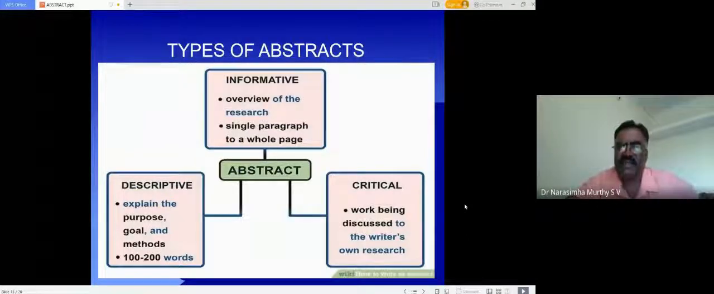I have just given you one: visual, graphical image, informative overview of the research, single paragraph to a whole page. Descriptive, it talks about the purpose, goal, and methods. Very short, very brief, 100 to 200 words. Critical, relating to the writer's own research. That's what I told you. When you are trying to prove some theory, some theoretical framework, something new that you are trying to establish, a critical abstract becomes very essential and helpful.